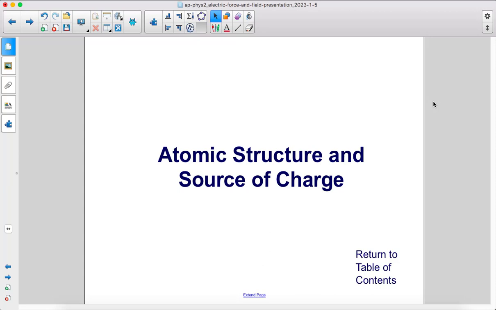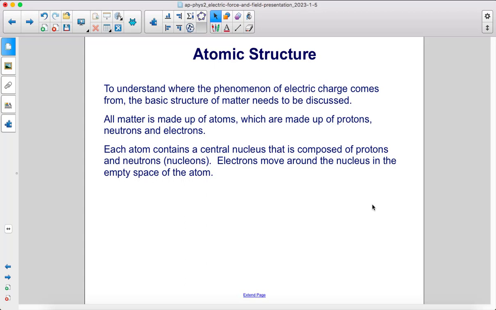Atomic structure and source of charge. To understand where the phenomenon of electric charge comes from, the basic structure of matter needs to be discussed. All matter is made up of atoms, which are made up of protons, neutrons, and electrons. Each atom contains a central nucleus that is composed of protons and neutrons, otherwise known as nucleons.